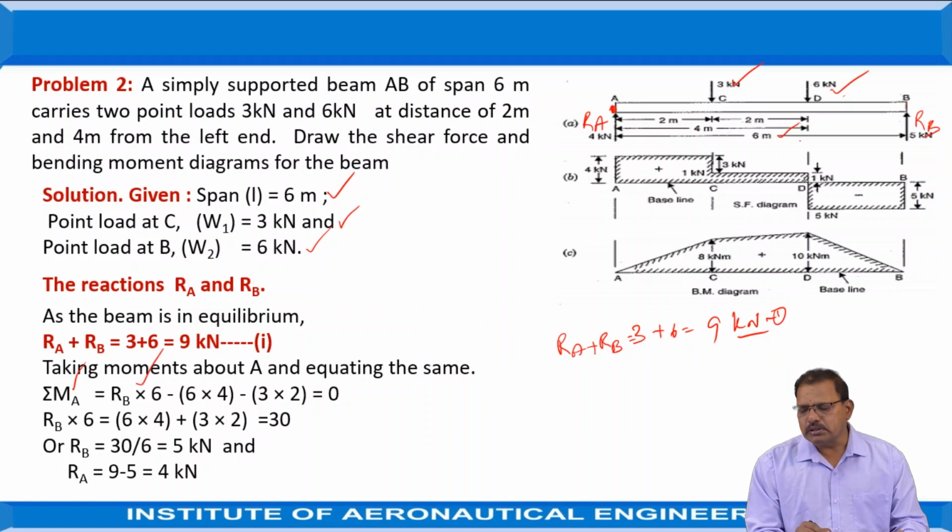It is positive because it tends to rotate the body in the anti-clockwise direction. Similarly, for the 6 kilonewton load, it tends to rotate in the clockwise direction, hence it is negative. That is 6 into 4 negative, minus 3 into 2 negative. But the sum should be equal to 0. So from this relationship, RB into 6 is equal to 30, or RB is equal to 30 by 6, which is equal to 5 kilonewtons. But RA plus RB is equal to 9. Hence RA is equal to 9 minus 5, which is equal to 4 kilonewtons.